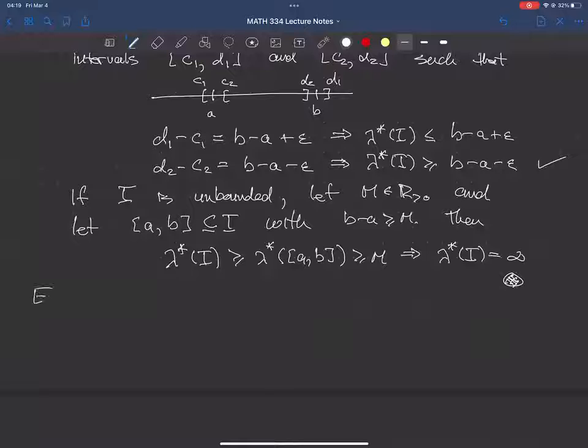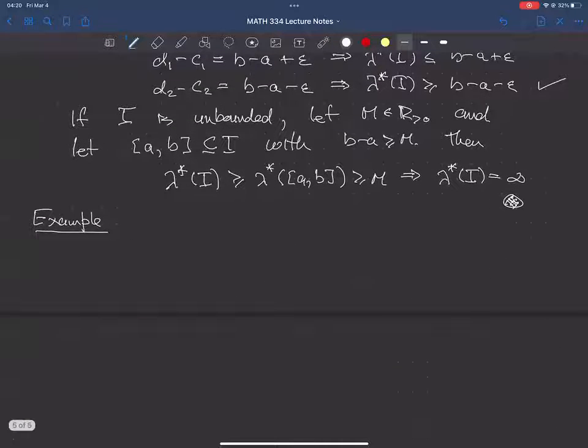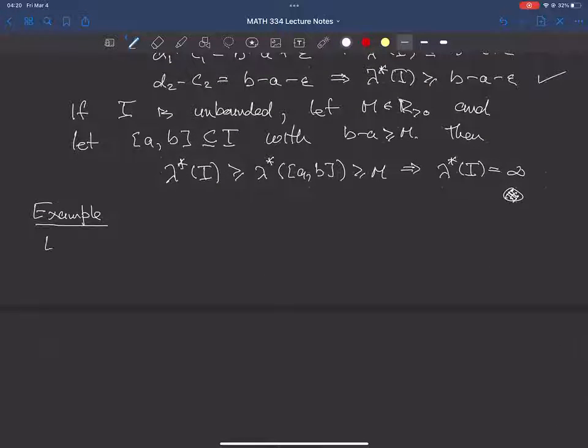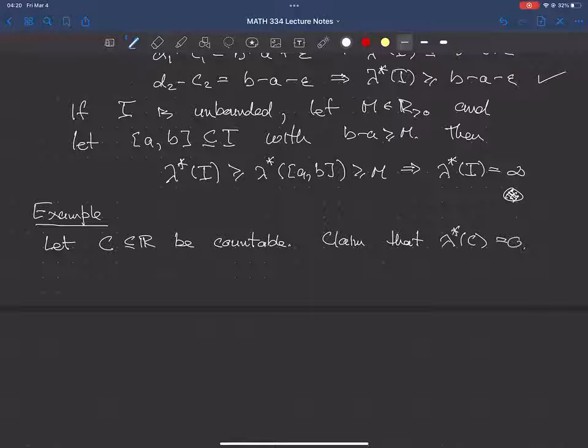Let's look at an example of calculating the Lebesgue outer measure of something, again just using the definition. Let C be a countable subset. So I claim that the Lebesgue outer measure of C is 0.